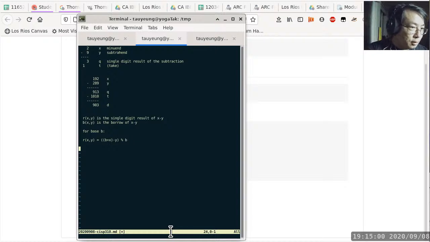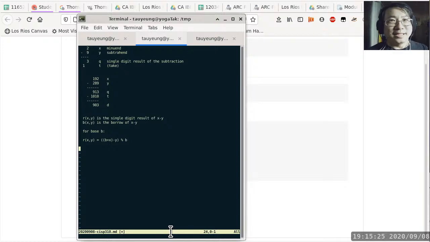I don't think you need to multiply b by 2 because x is a single digit. So b by itself, b plus x should be greater than or equal to y for sure. So there's no need to have a times 2. But it's okay, because the multiplication by 2 won't ruin it either. It's just not necessary.